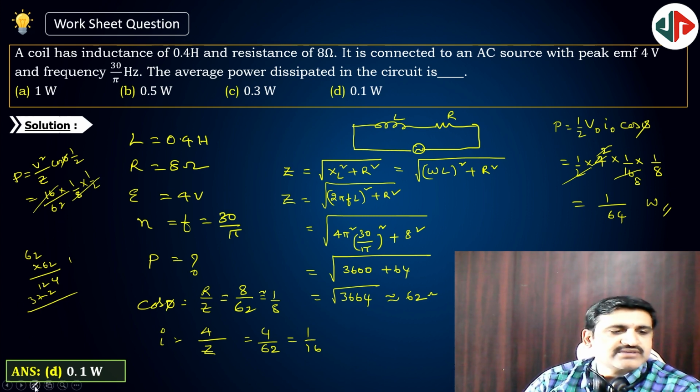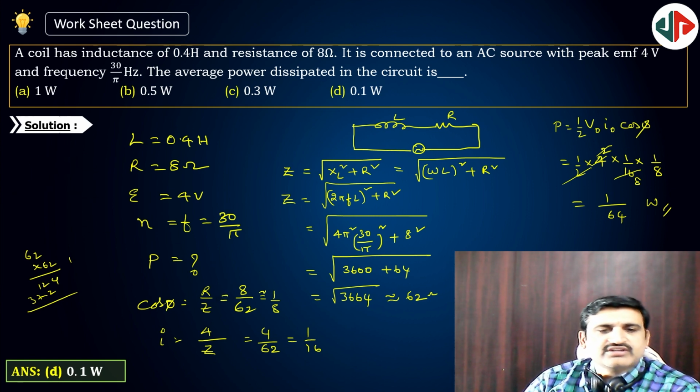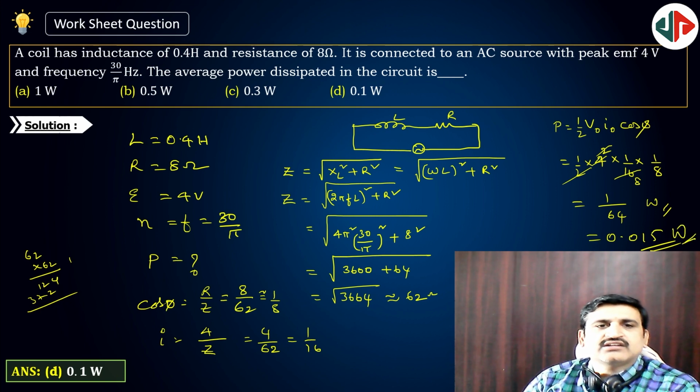Same answer is coming. So maybe correction in the option. 1 by 64 roughly comes as, yeah, it should be 0.015. I'll correct it later. What is this? What did we find? Power. So what? You can check the calculation, but the procedure is this one only. Next.